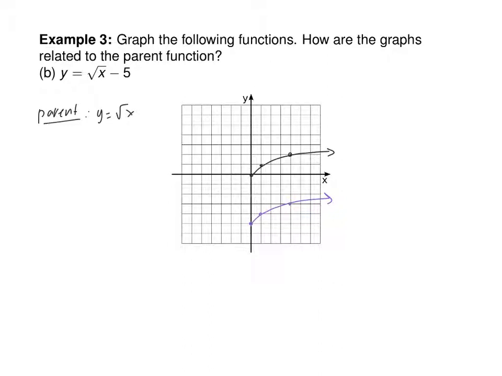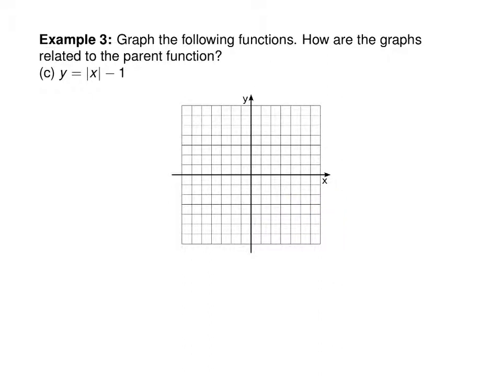How about the graph of absolute value x minus 1? What does the parent look like? The parent is y equals absolute value x, and it is a v, because it's an absolute value. And then what happens to it? It goes down 1. Purple graph is my final thing.